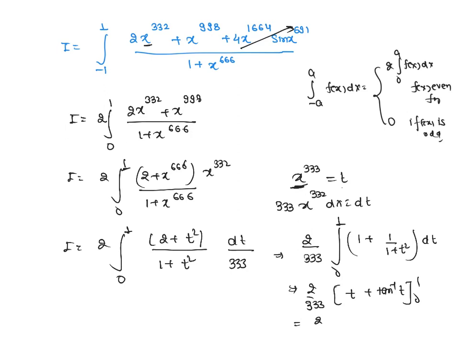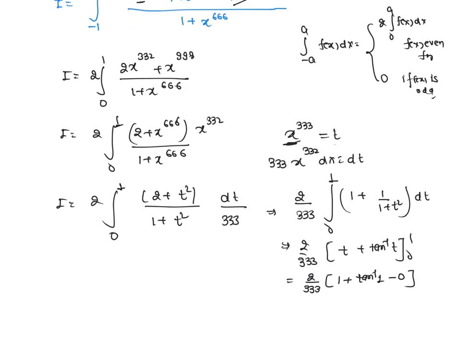So 2 by 333, 1 plus tan inverse 1 minus 0. Correct? Now we can see here, 2 by 333, 1 plus tan inverse 1 is what? Pi by 4. This is the answer.